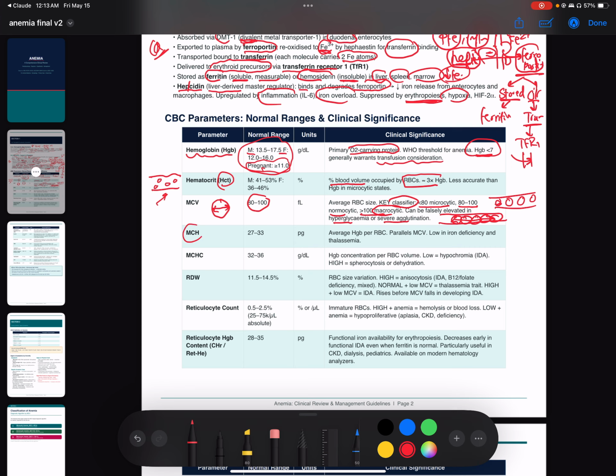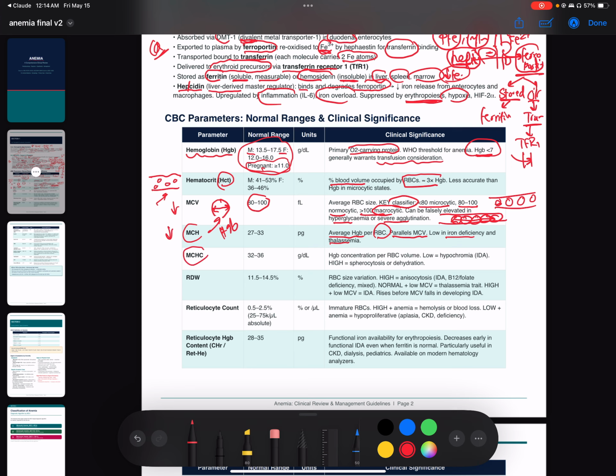When we talk about MCH, it's mainly how much hemoglobin is in the RBC. So it's the average hemoglobin per RBC, and it usually pairs with MCV. So if you have a low MCV, like in iron deficiency anemia or thalassemia, usually you'll find the MCH low as well. So if this is low, this would be low as well.